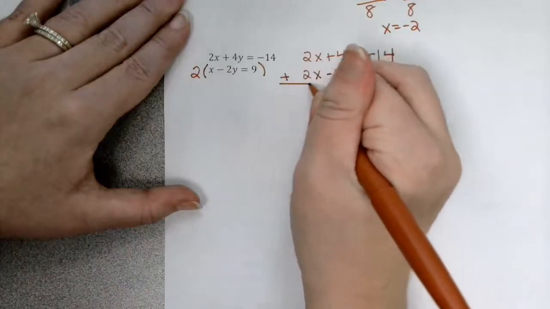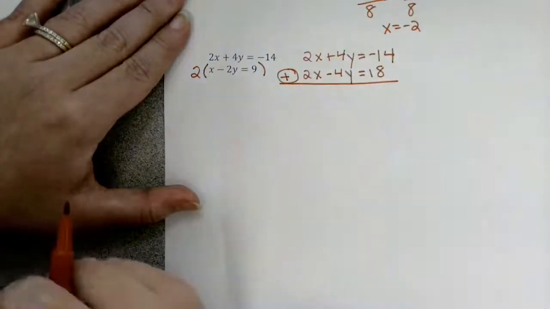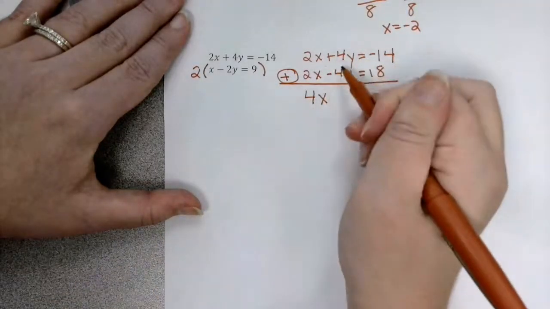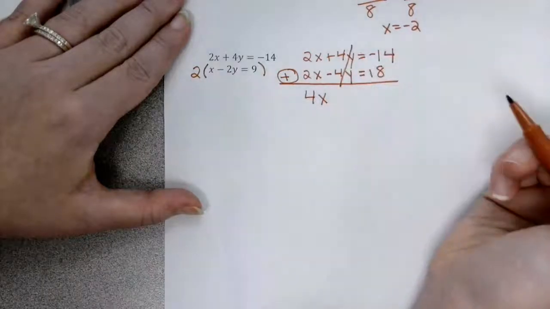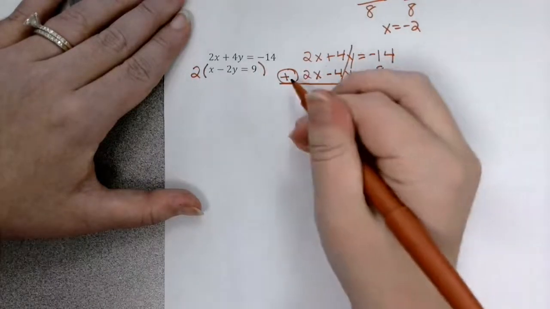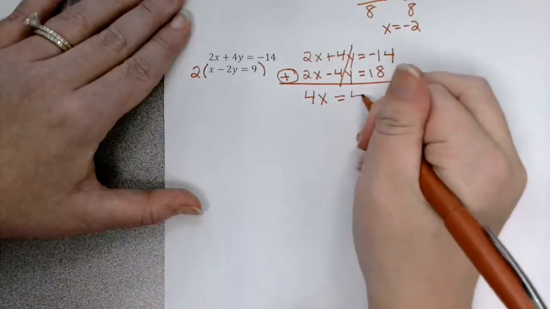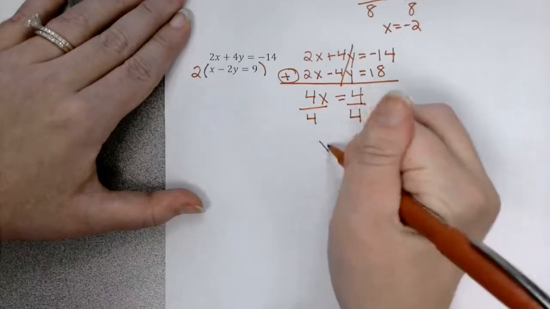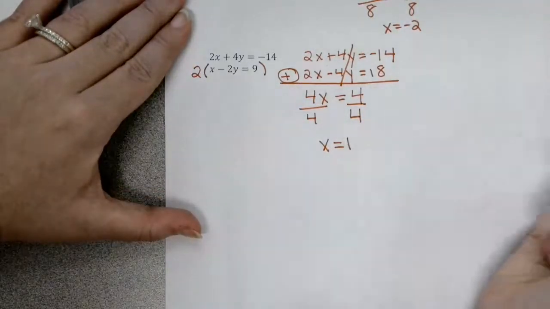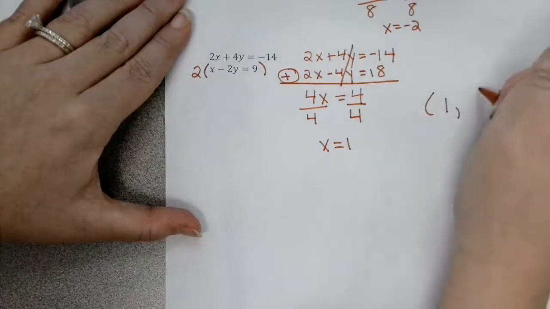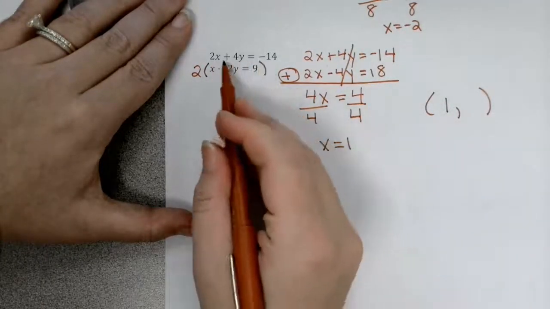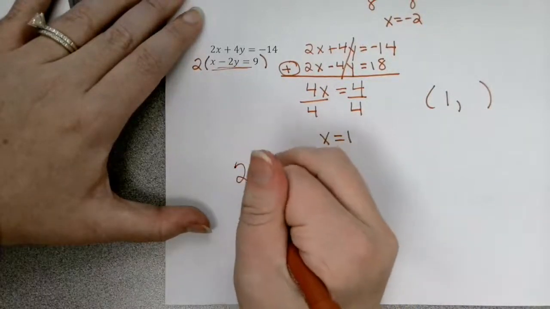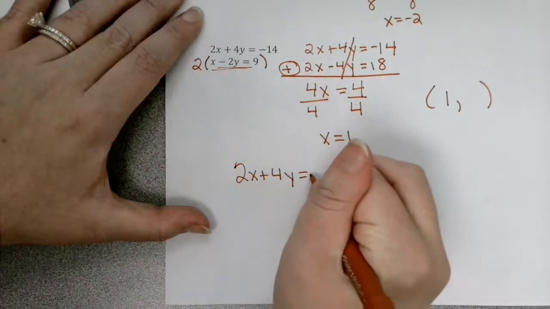Now, just like my last example, I'm going to add those two lines together. 2x plus 2x is 4x. 4y plus a negative 4y cancels. Negative 14 plus 18 is 4. Now I have x all by itself, so I'm going to solve. X equals 1. Now, I have my x value. I need my y. I can pick the first guy or I can pick this one here. Either one works. I'm just going to pick the first one to plug my x back into.